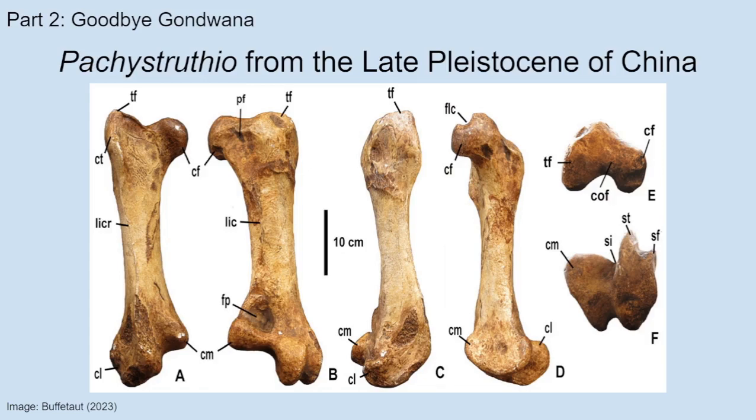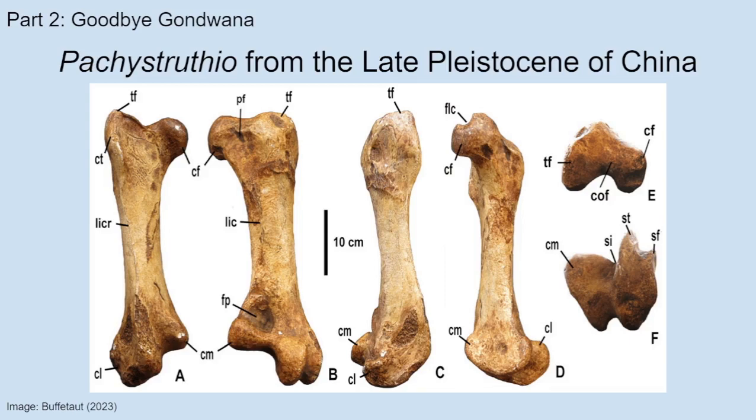Pachystruthio previously was known from the early Pleistocene of Eurasia, and it would have been among one of the biggest birds of all time. So the largest specimens of Pachystruthio are a lot bigger than the modern ostriches. The late Pleistocene specimen from China, if it is a member of Pachystruthio, would be the youngest known member of Pachystruthio, showing that Pachystruthio survived into the late Pleistocene and not just the early Pleistocene. It was not as big as the biggest members of this genus, but using this femur, the author was able to estimate that it was probably over 250 kilograms, which is still substantially bigger than the modern ostrich.